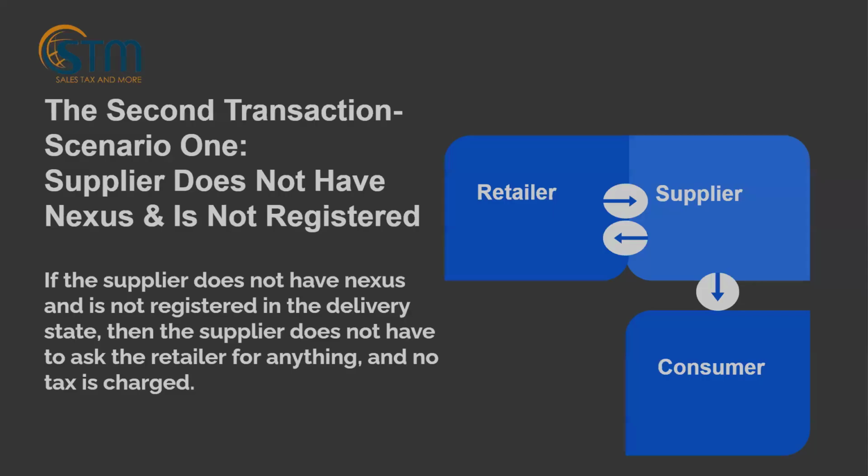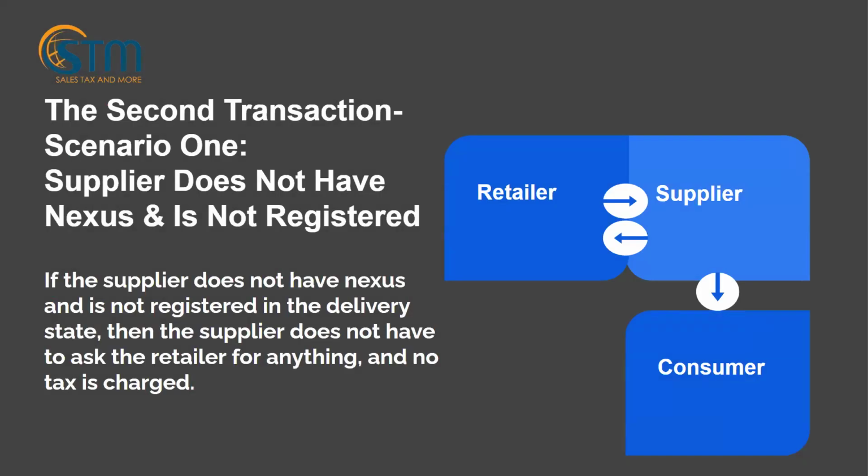So the second transaction is where we start having trouble. The first one, usually pretty easy. Not everyone gets it. We get a lot of calls from people who we've got to walk through what their nexus footprint is. And if you don't know, that's okay. This is brand new to a lot of people. But the second transaction is where we see the most problems, and it's really in the third scenario.